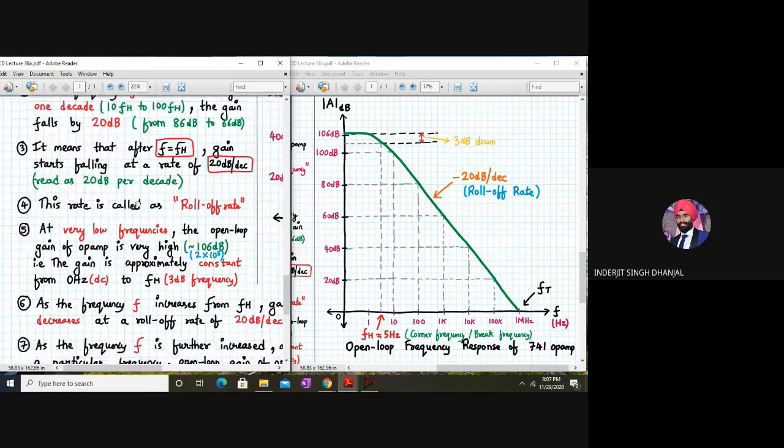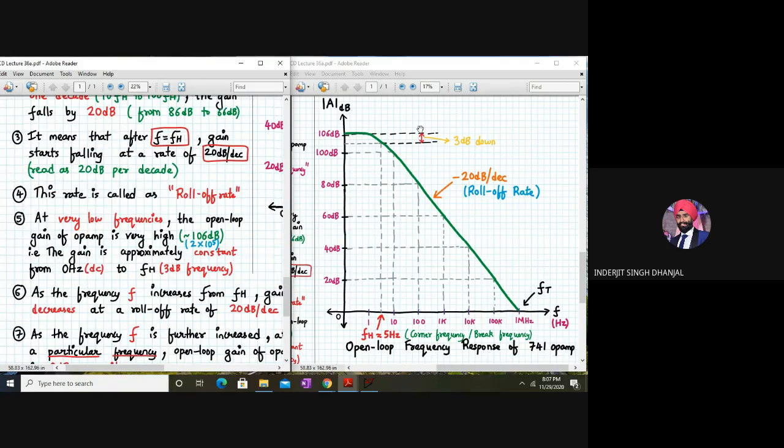Now let's consider this again. So the roll off rate will be minus 20 dB per decade. Why minus? Because the gain is falling down if the frequency is increased by a decade.